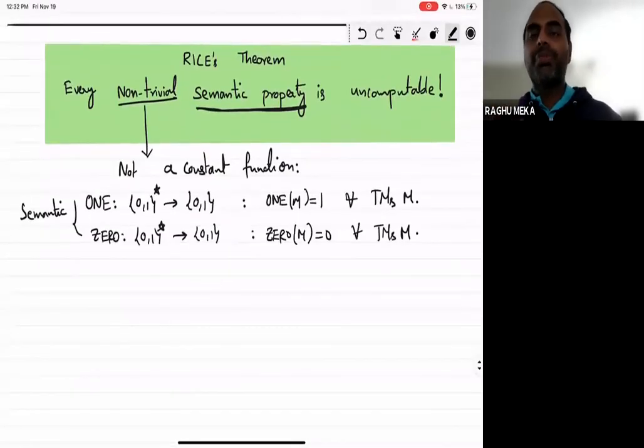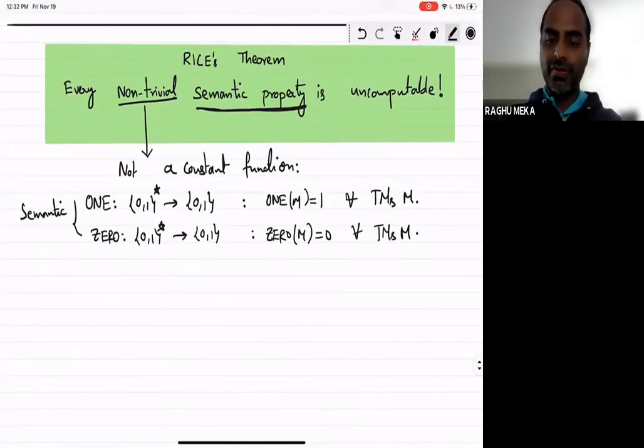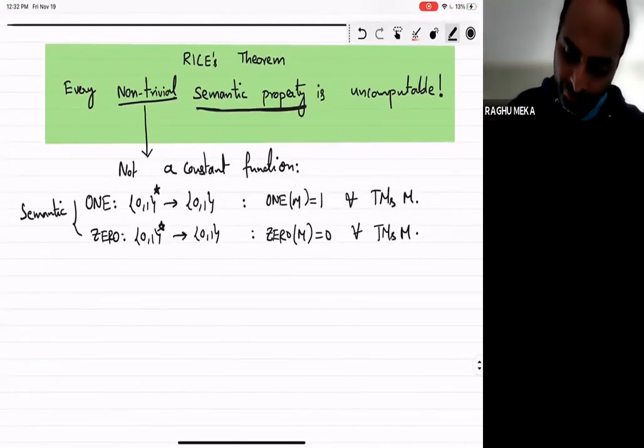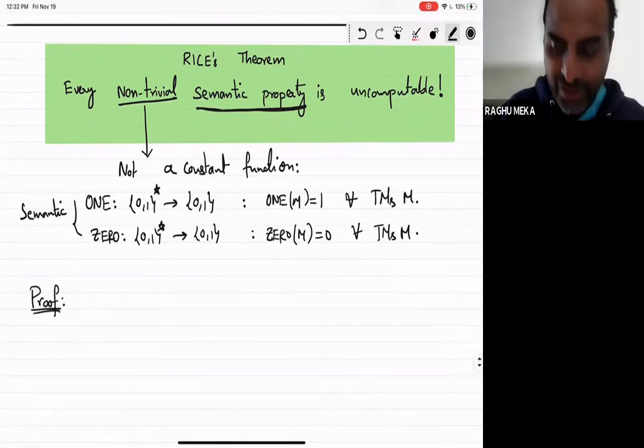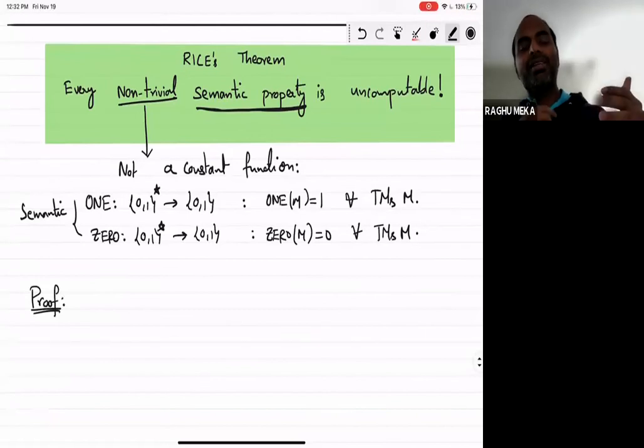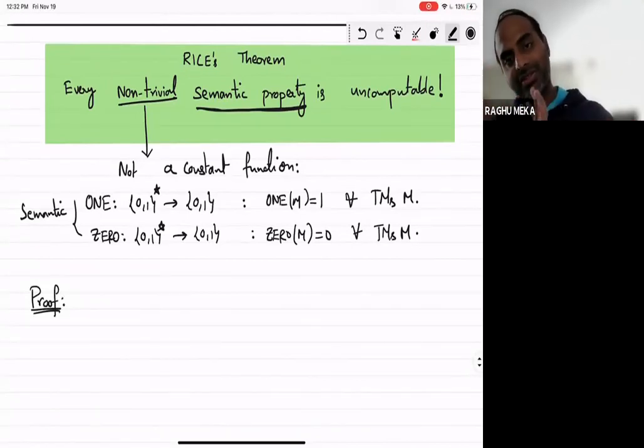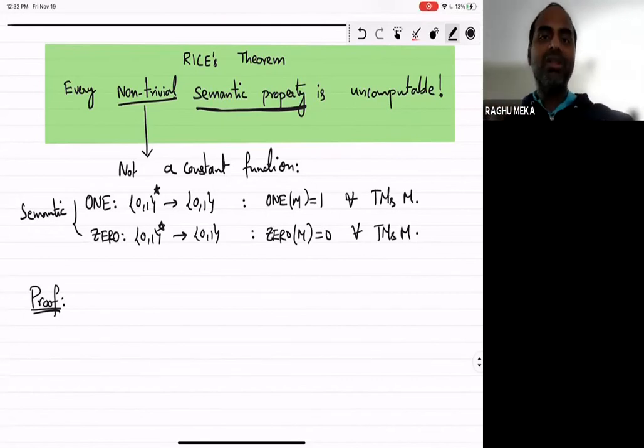Okay, so let's try and prove this, and we will prove this by a reduction from Halt on 0. The proof is not complicated, but you have to think about things in a non-trivial way. It's not very long, but you have to think in a meta way, as we've been doing always.